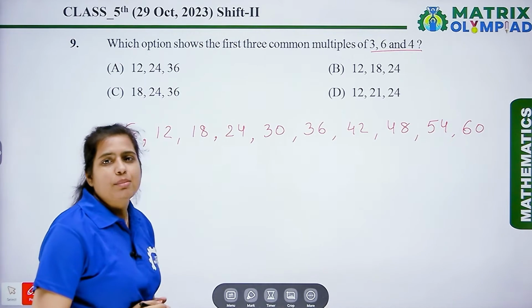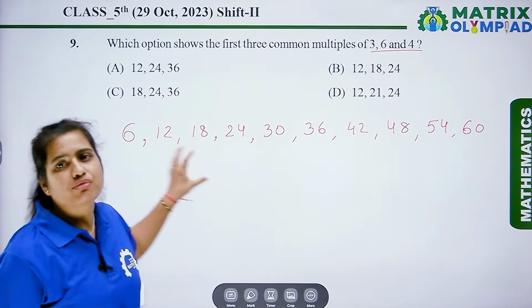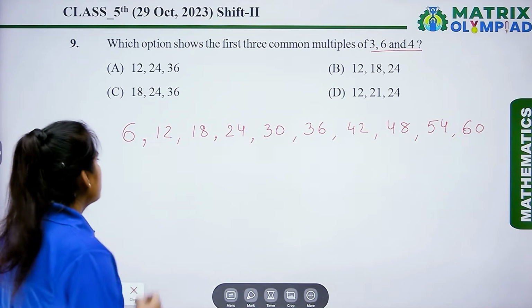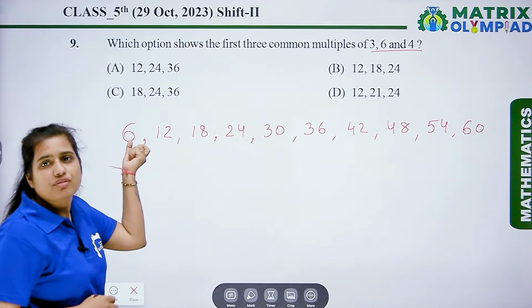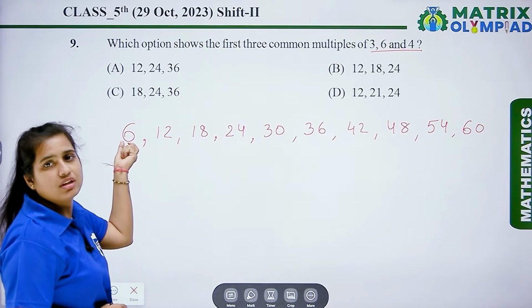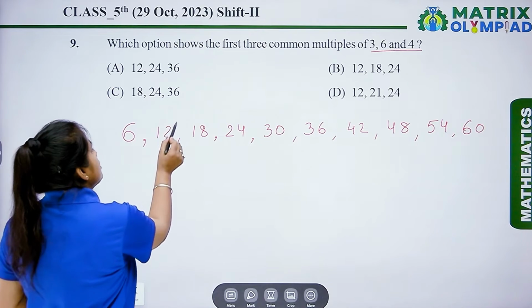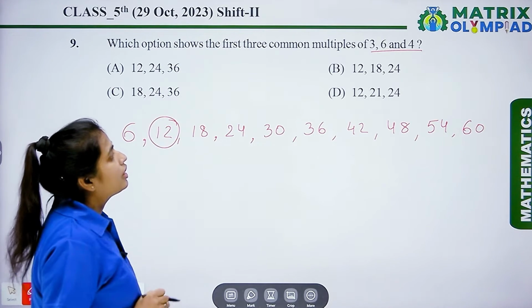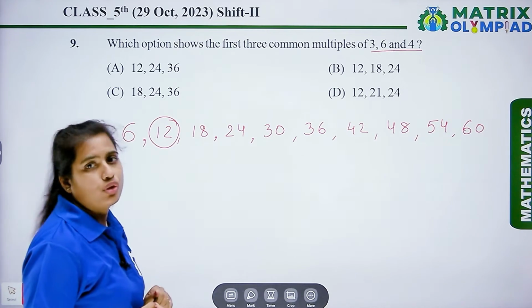So by writing the multiples of 6, we can compare the multiples of 3 and 4 in this table only. Let's start with 6. Does 6 come in the table of 3 and 4? It comes in the table of 3 but not in the table of 4. 12, yes, 12 is in the table of 3 and 4 also.